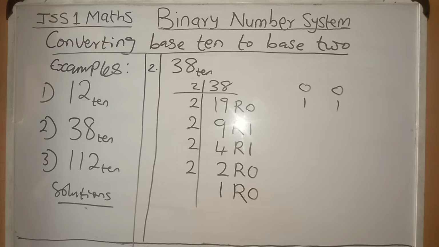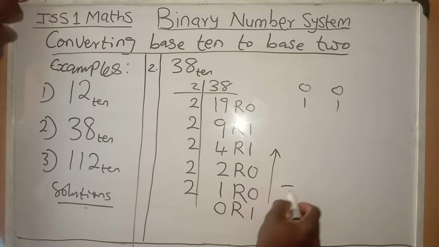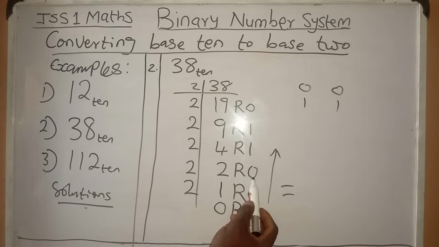Remainder 0. So 2 divide 1. Remember, in this case, we normally say it cannot go. That means 0, remainder 1. So you point an arrow upward, meaning that your answer will not be 100110.